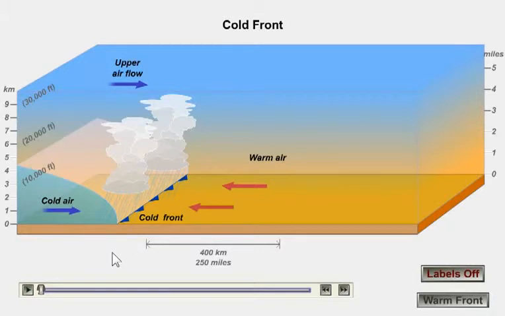And one way to think about the difference between cold fronts and warm fronts is to think about which mass of air is going to win the battle. So we'll start with a cold front. This is a situation that happens where cold air moves in like a big wedge underneath warm air.